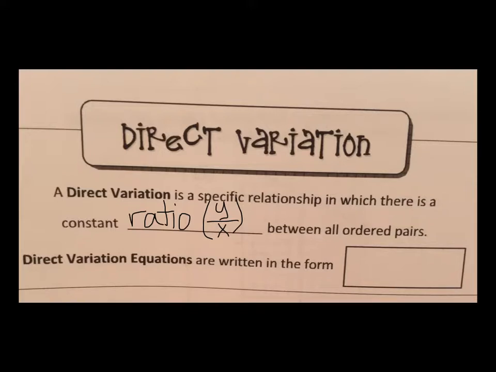Direct variation equations will always be written in the form y equals kx. K is being multiplied by x. K stands for our constant of variation, and there is never anything that is added or subtracted. If there's any addition or subtraction on this, it is not a direct variation or proportional relationship.